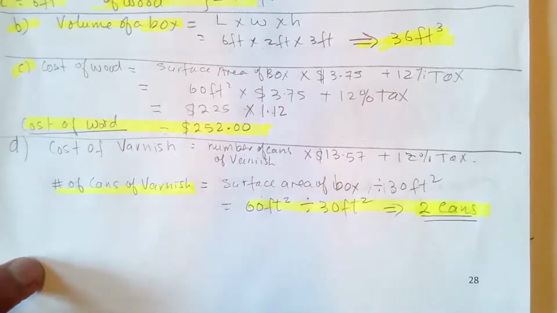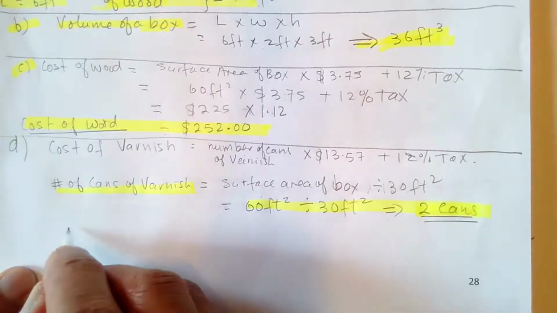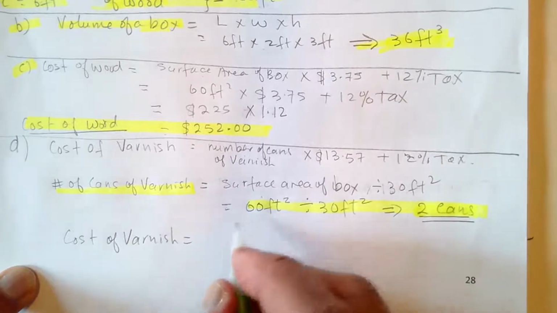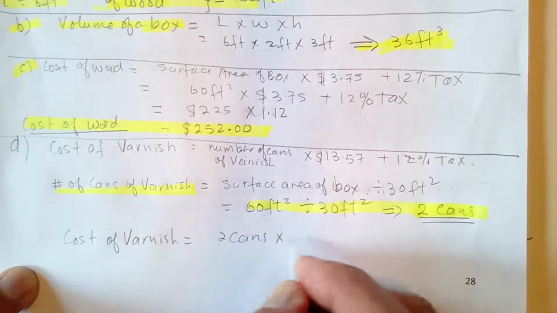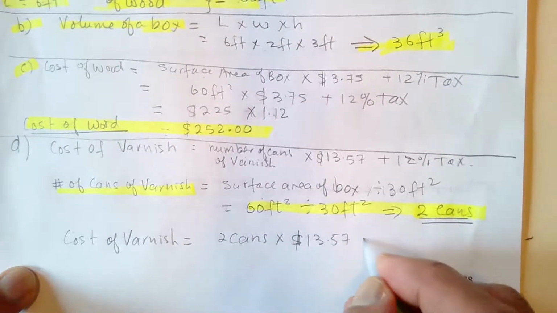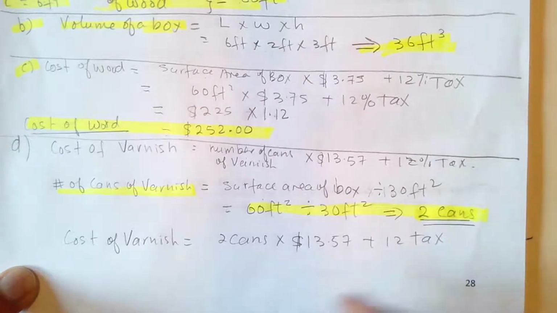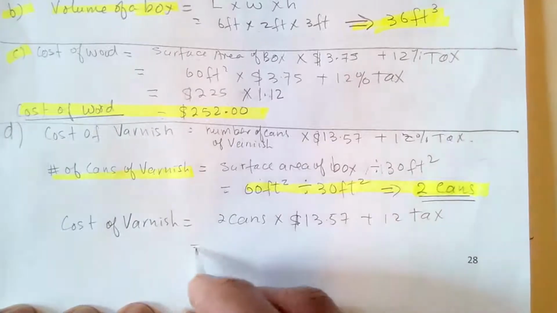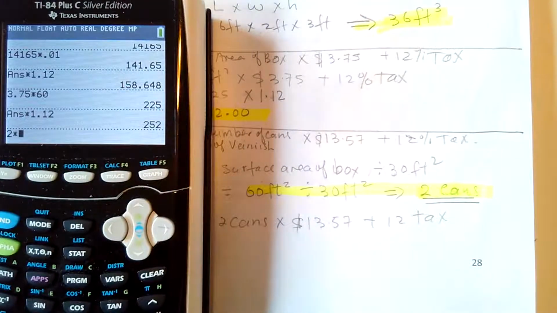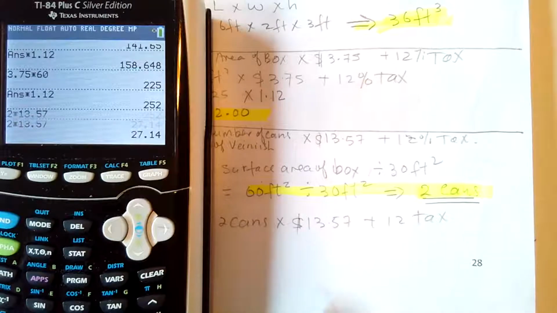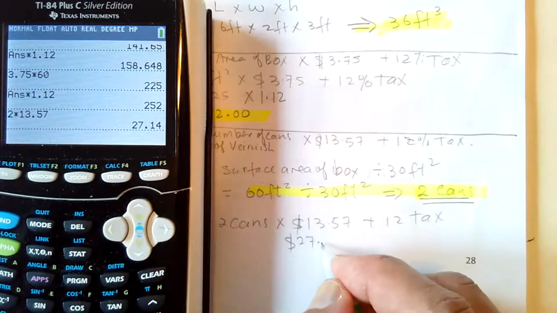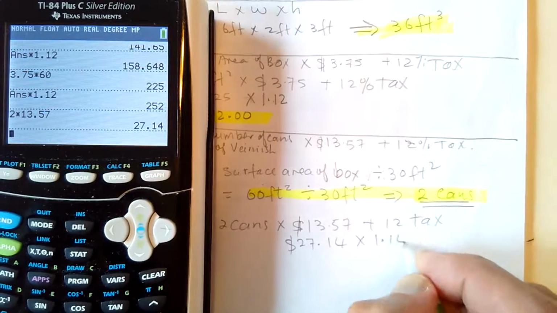So the number of cans is 2. Finally, the cost of varnish is equal to 2 cans multiplied by $13.57. So let's work that out. 2 times 13.57 gives us $27.14, multiplied by 1.12.